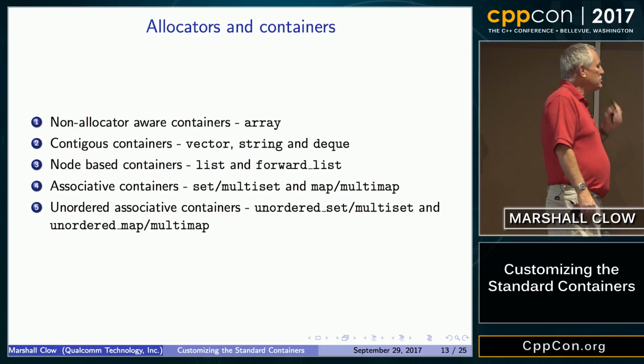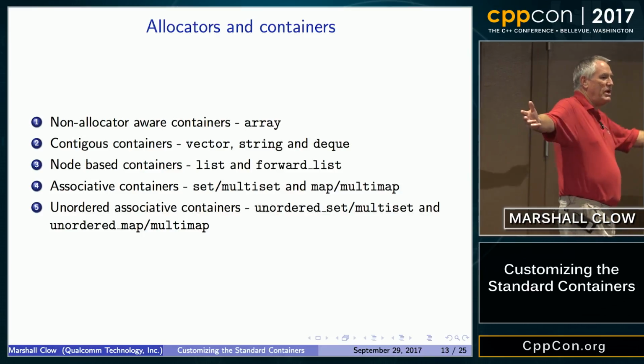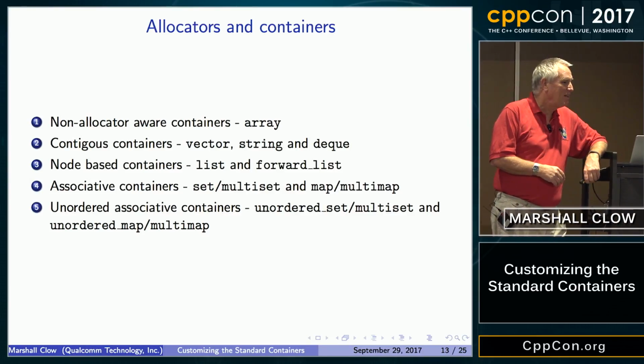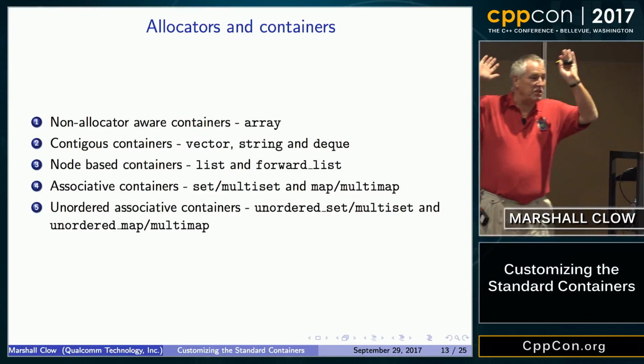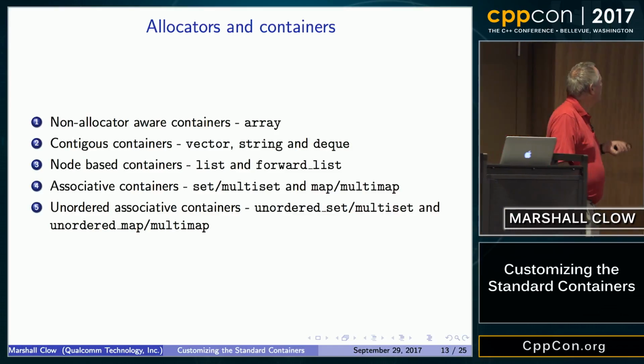Anyway, let's look through the containers. Let's start with array. Array is the simplest thing. How does array use an allocator? It doesn't at all. Array stores all its elements on the stack, just like a built-in array. It doesn't have an allocator parameter. It's done.